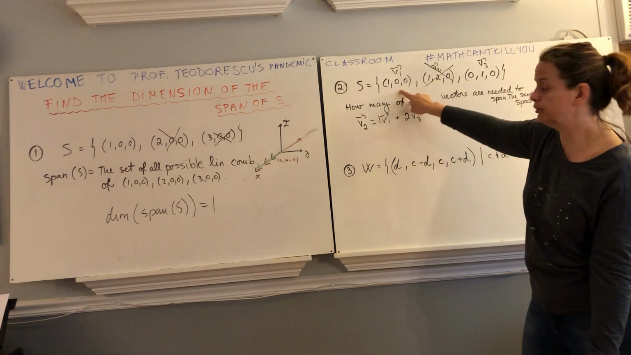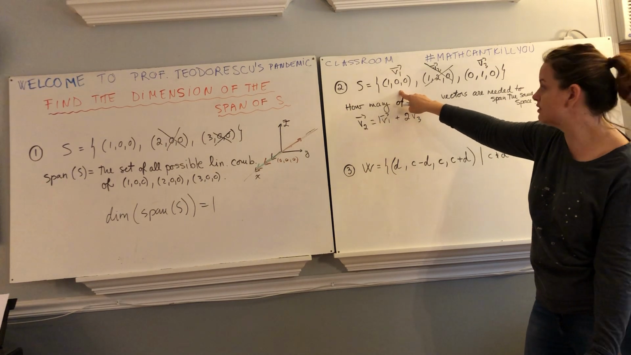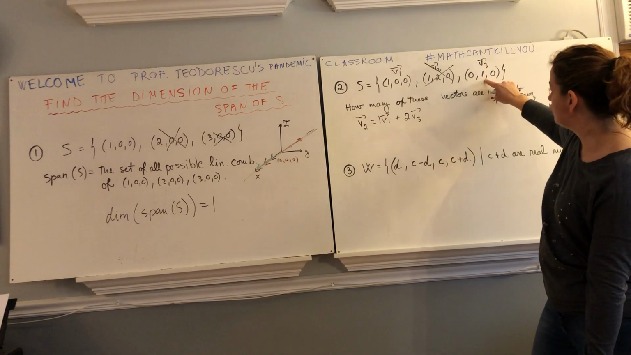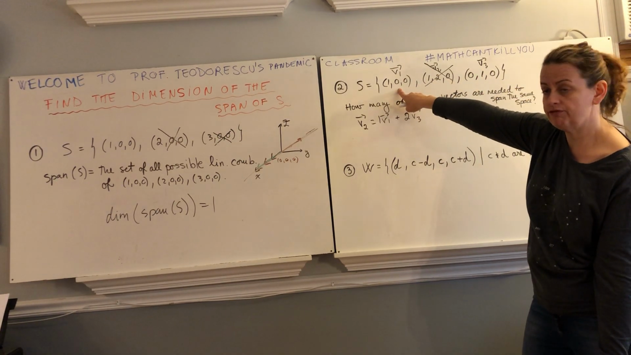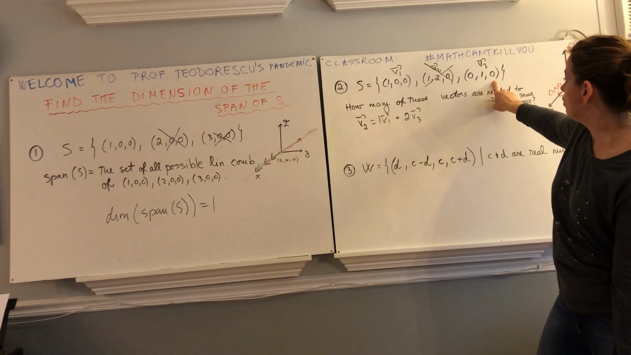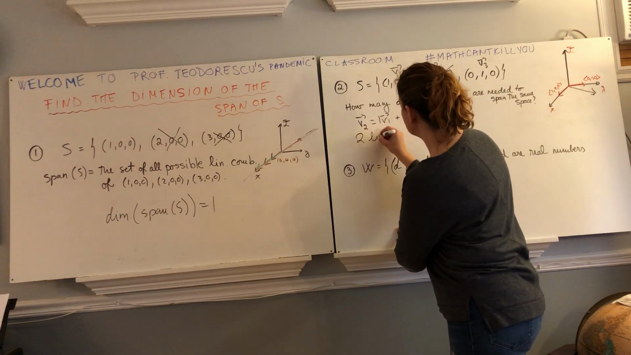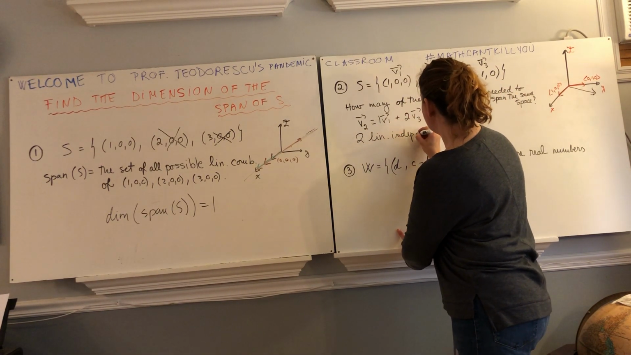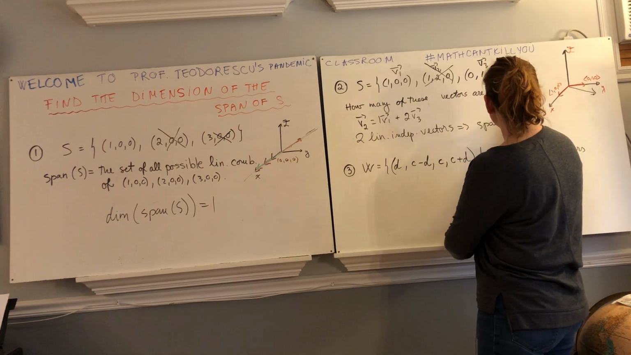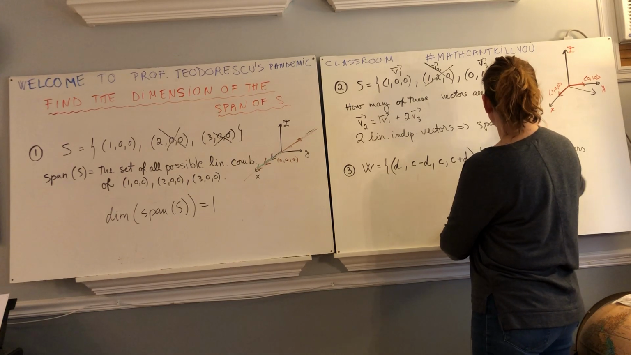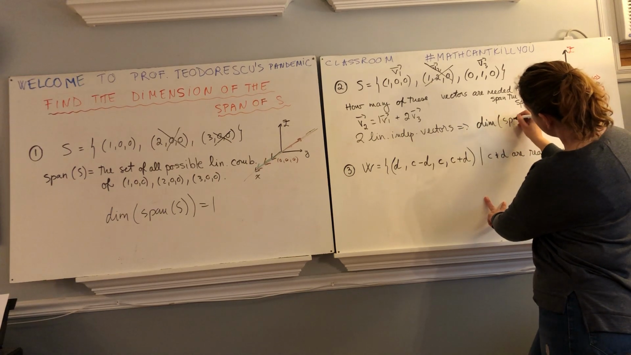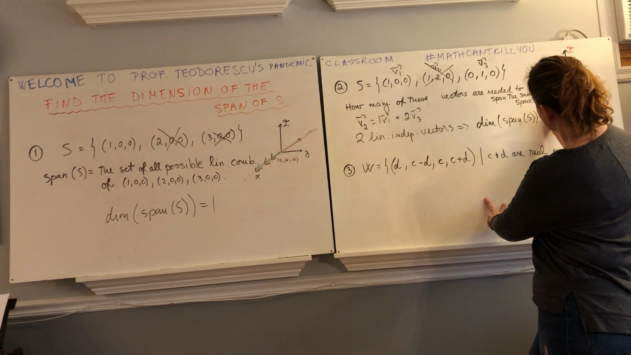If one is a scalar multiple of the other, then they are linearly dependent. And clearly, V3 is not a multiple of V1. So these two vectors are linearly independent. So you have two linearly independent vectors. That means the span of S has dimension 2. So I'm going to rewrite that: the dimension of the span of S is equal to 2.